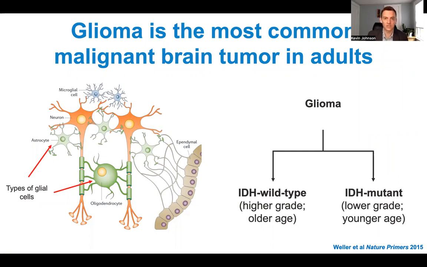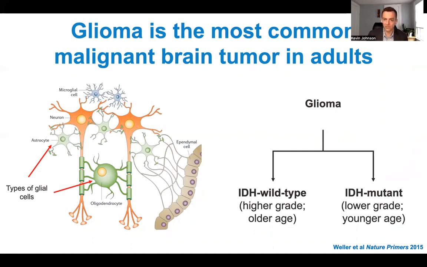Well, we know it's the most common malignant brain tumor in adults, and that the precursors for these tumor cells are also the precursors for normal glial cells, such as astrocytes and oligodendrocytes. And these are cells that normally perform supportive functions in the brain. So they really assist neurons.